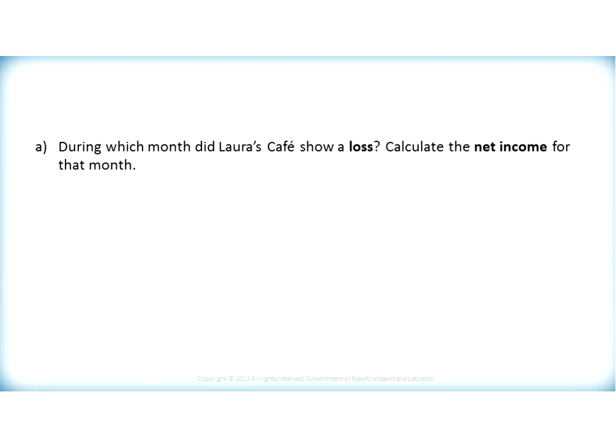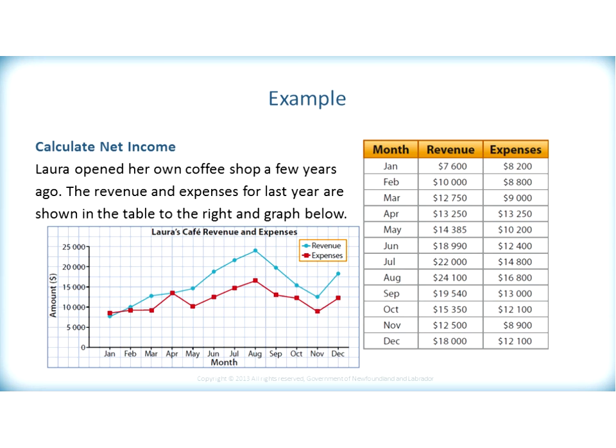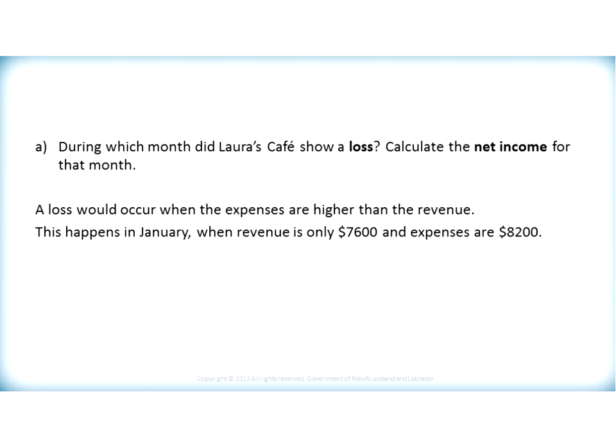So our first question, during which month did Laura's Cafe show a loss? Calculate the net income for that month. So if you look at this, you can see that she achieved a loss in January because her revenue was only $7,600, but her expenses were $8,200. So she actually paid out more in the month of January than she took in. So when revenue is only $7,600 and expenses are $8,200, she achieved a loss. Not much of an achievement.